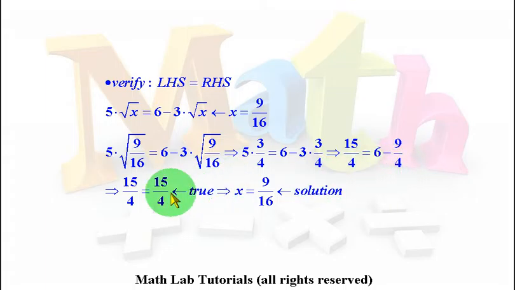And then we continue to simplify. Of course, on the left, we get 15 over 4. And on the right, we get 4 dot 6, which is 24, and then minus 9 is 15. So we get 15 over 4. So on the left, we get 15 over 4. On the right, we get 15 over 4. Of course, this is a true statement. And we declare that our solution candidate, which was 9 over 16, is indeed the solution. Okay, let's go on.